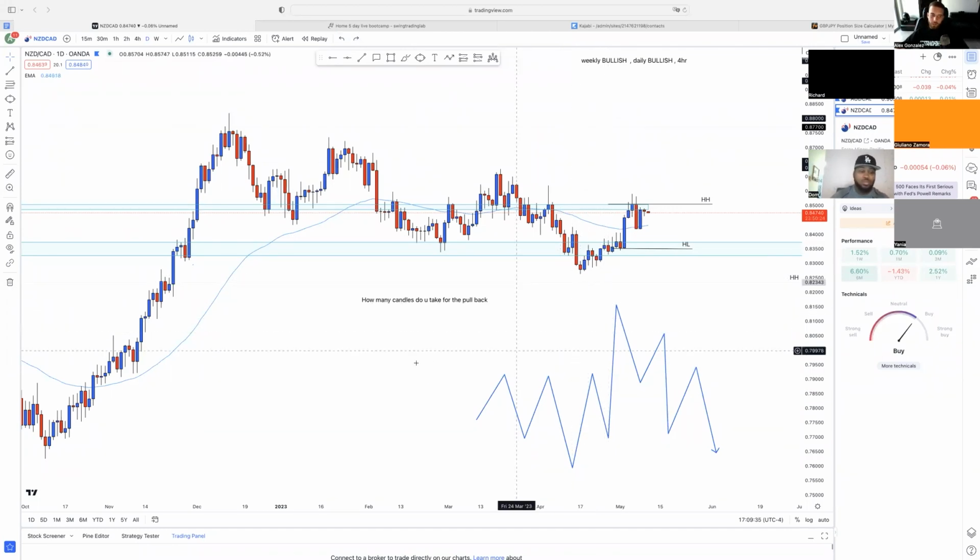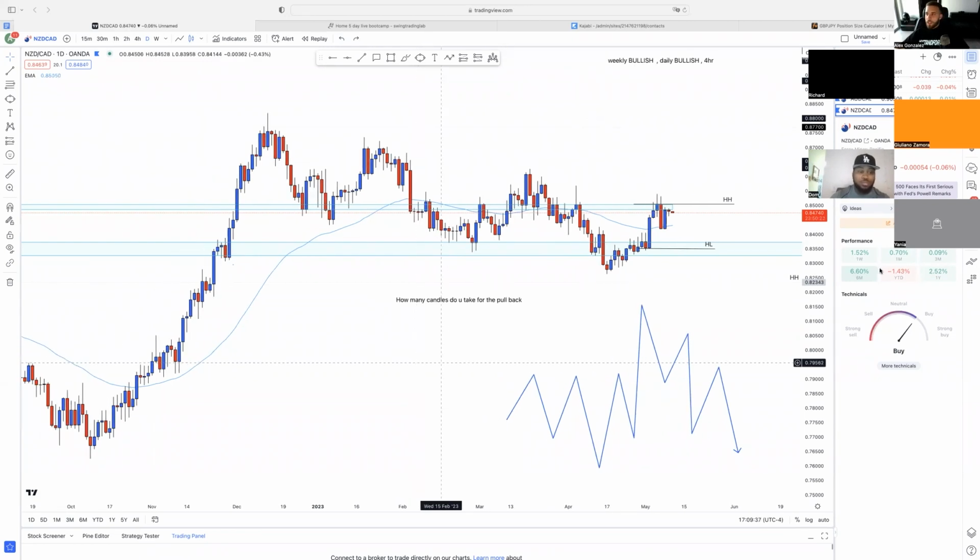And I'm going to show you guys exactly what I mean right now. I don't really use wicks. A wick is not market structure. It's just a wick, right? It's like a fake out in a way. So no, I don't use wicks for anything right now.